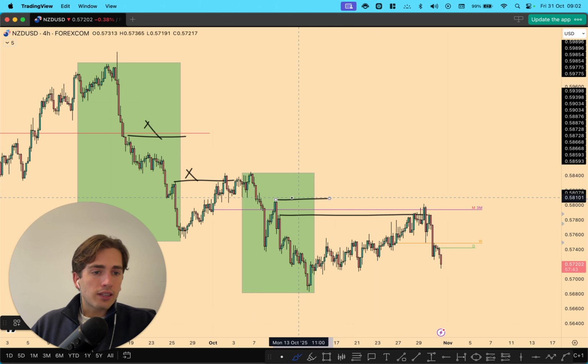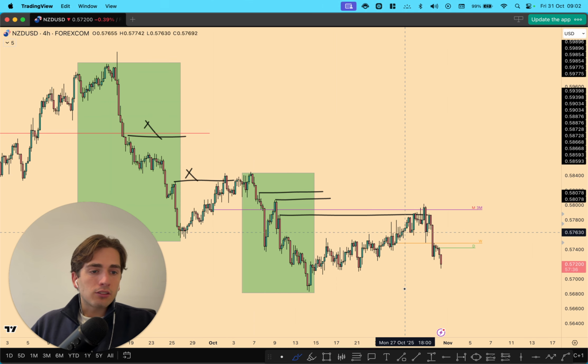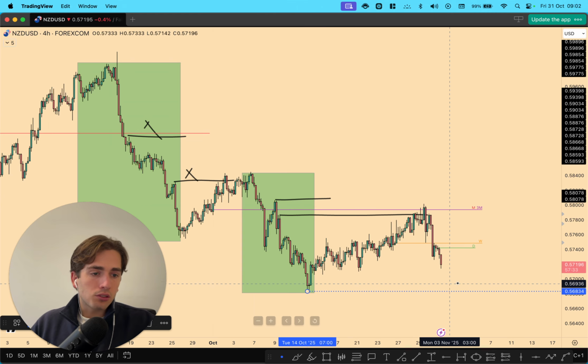We just failed to take out this one, maybe this one, but we had the monthly free open, so that was good confluence to look for shorts. And from there, we've been selling off towards the downside. So now, again, my overall target for NZDUSD is just to form a new lower low.